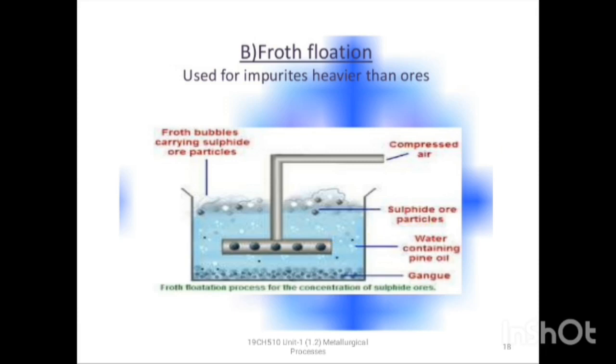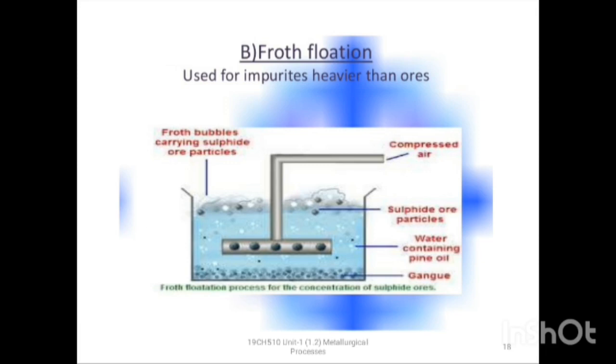Okay, before starting the process of froth flotation, compressed air will be passed through the tube, and the sulfide ore particles are concentrated using this method, with water containing pine oil. So inside the container, water is there, along with water pine oil is there, and inside that the sulfide ores which have to be concentrated will be added. And while we are passing compressed air and the blade is rotating, it will form froth, because only sulfide ores can form froth.